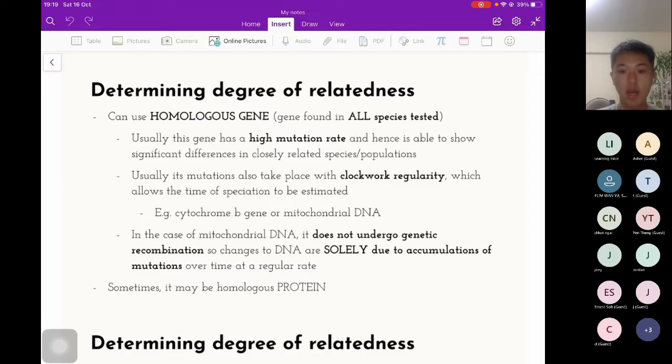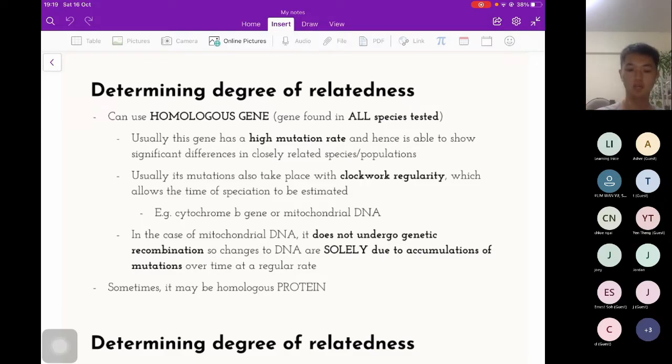And because it happens with clockwork regularity, let's say this gene mutates every 60 years, for example, then you see how many differences there are between the human and the fish gene, and then you can calculate, okay, maybe there are 1 million. So you take 1 million times 60 to determine the time of speciation, something like that. Okay, it's just an example, right?